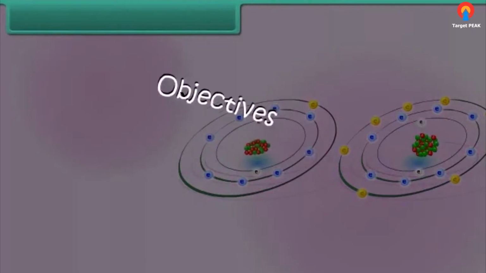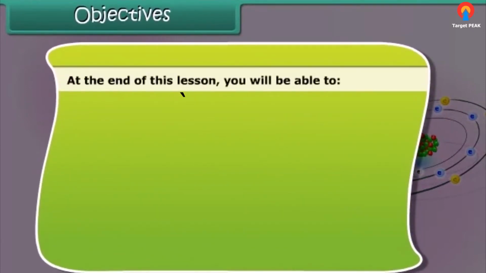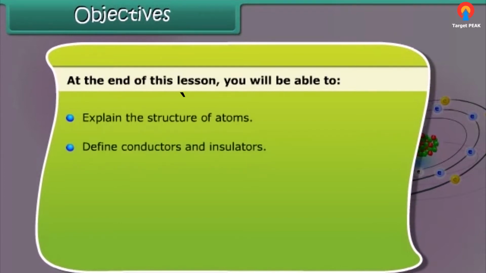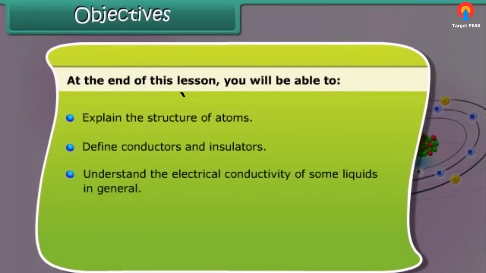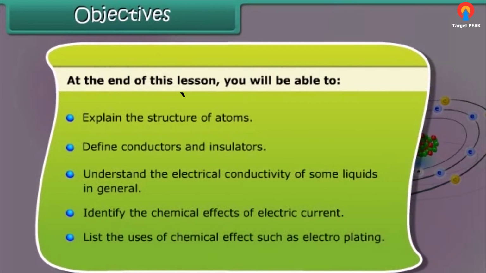Objectives. At the end of this lesson, you'll be able to explain the structure of atoms, define conductors and insulators, understand the electrical conductivity of some liquids in general, identify the chemical effects of electric current, and list the uses of chemical effect such as electroplating.